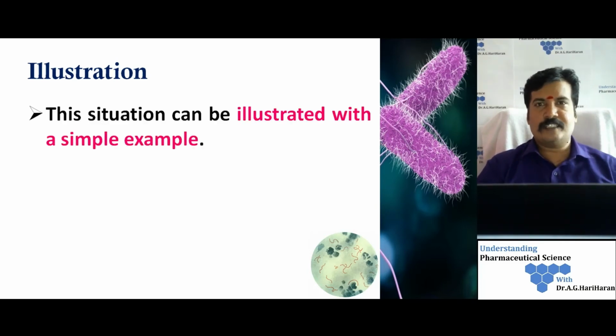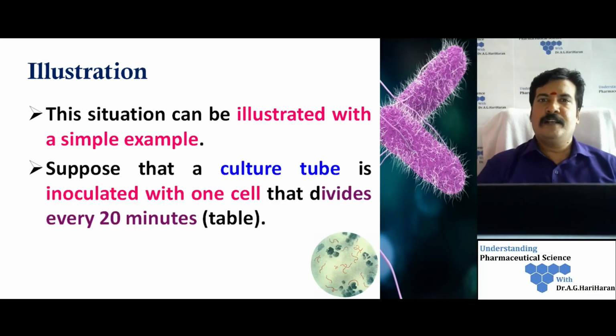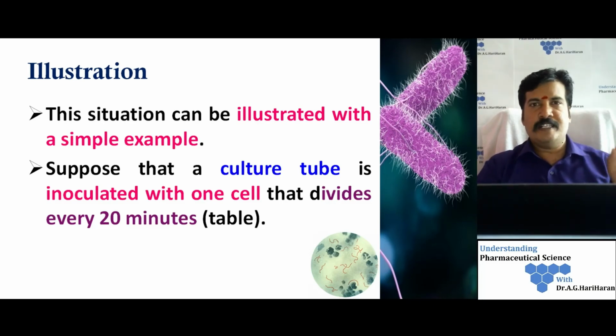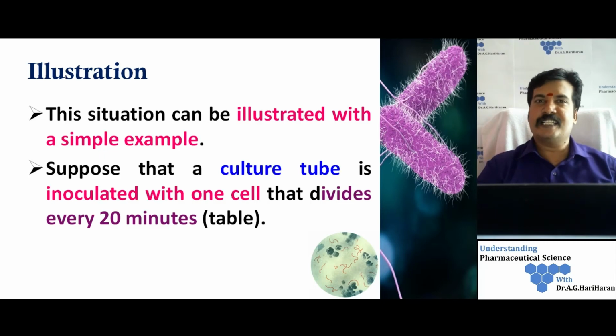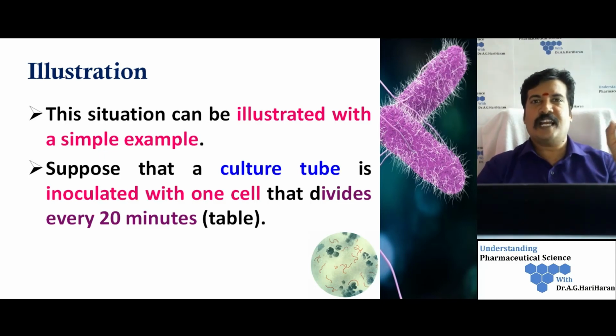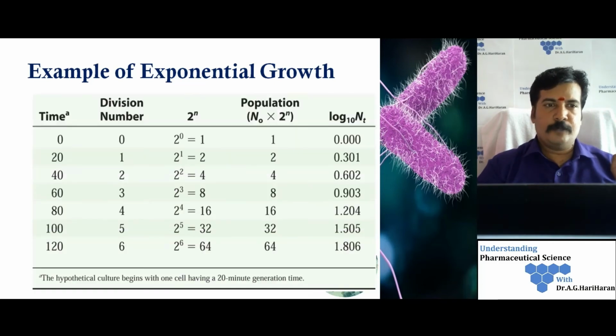Let's consider a simple example. It is a hypothetical concept. Let's consider we have taken a broth media in a test tube. Inside it, I have inoculated a single cell. This single cell is going to divide exactly every 20 minutes. If you put this into a table, I have put a table. In this table, for time, I have said that every 20 minutes the cell will divide. So we have kept 0, 20, 40, 60 like that.